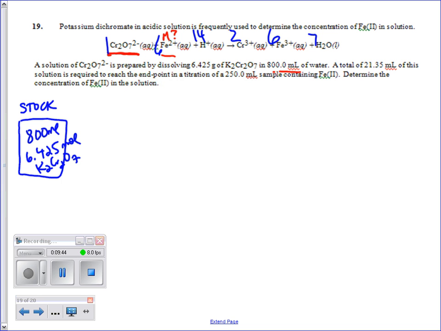So to find molarity, I remember that molarity is equal to moles per liter. I'm going to do this with dimensional analysis just because the last problem I did used the formula, so I'm showing it both ways so everyone can see a different way. I start with what's in my solution. Currently, I have 6.425 of this stuff in 800 mL. Well, I'm sorry, and it's not even moles.